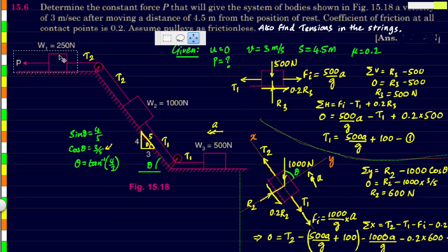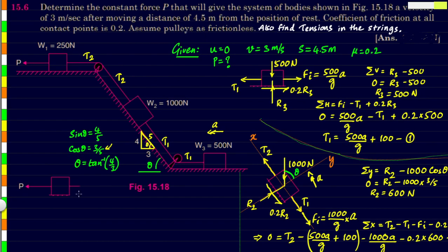Finally, let's take the free body diagram of the last object and again put all the forces acting on this. The weight is acting in downward direction, the value being 250 newtons. P force is to be found. Back side, we have the tension T2 acting. Normal reaction acting here, let's call it R1. And because the motion is accelerating towards the left, the friction will be trying to stop it, and its value will be equal to 0.2 times R1.